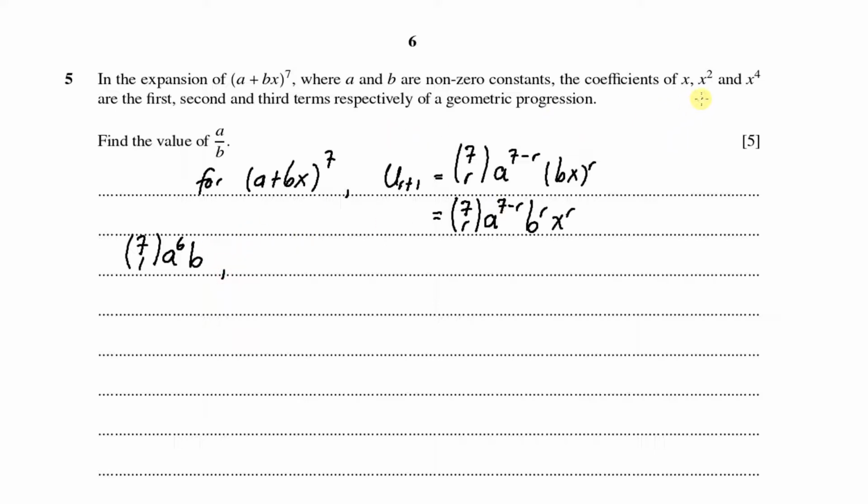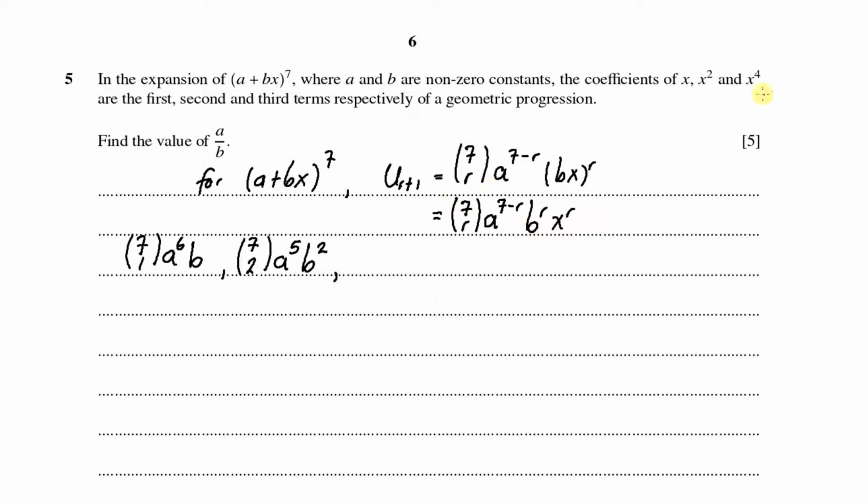Then for the second term, this is the term which is the coefficient of x squared. So it means r is going to be equal to 2. So that's going to be 7 choose 2, and that's of a to the power of 7 minus 2, which is a to the power of 5, and then b to the power of 2, so that's b squared. So that's the second term of the geometric progression.